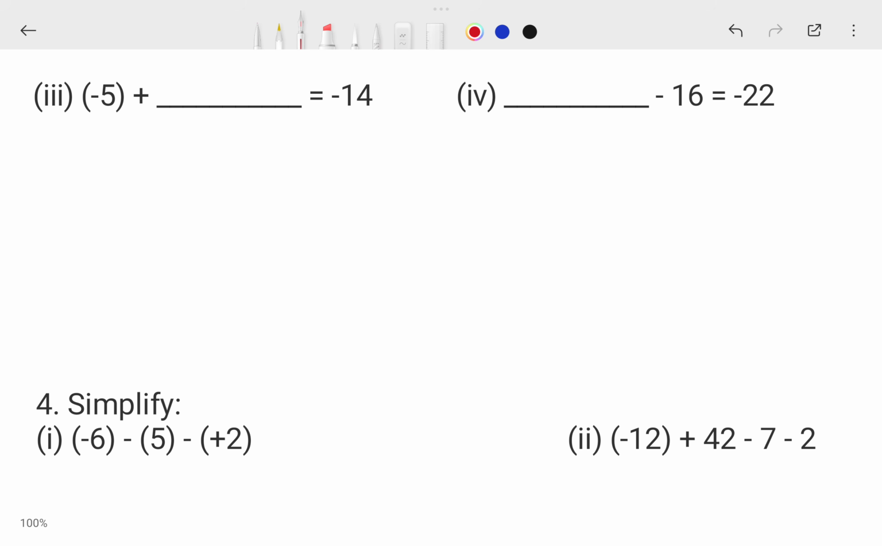Just listen, this value we don't know. For finding that value, what you can do, just take this number and send it here. So this is going to be minus 14, and this 5 is there, na. When you send it to the equal-to side, it becomes positive 5. Now if you do this, minus or plus, it is going to be minus. Subtract this one. If you subtract 14 and 5, it is going to be 9.